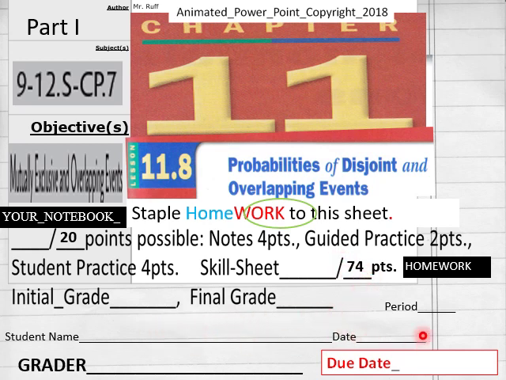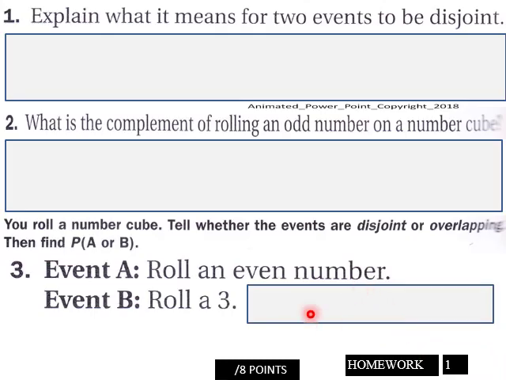Students, put your name, date, period here, due date for onliners and homeschoolers, and page 1 of 11.8, explain here what this is about. Number 2, what is the complement of this situation here? Put your response in here.